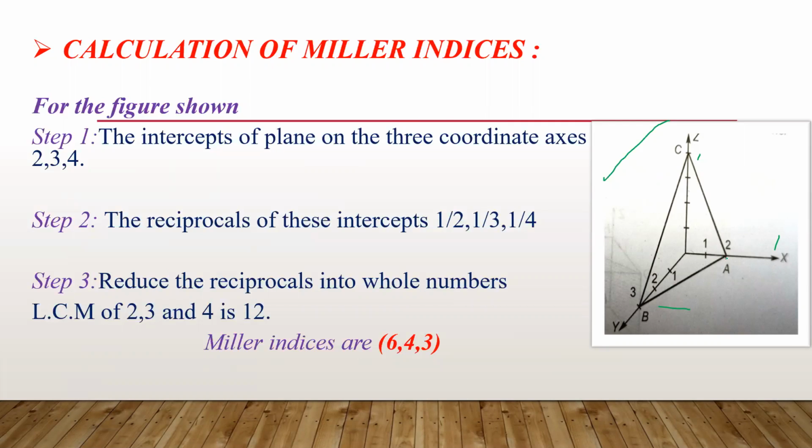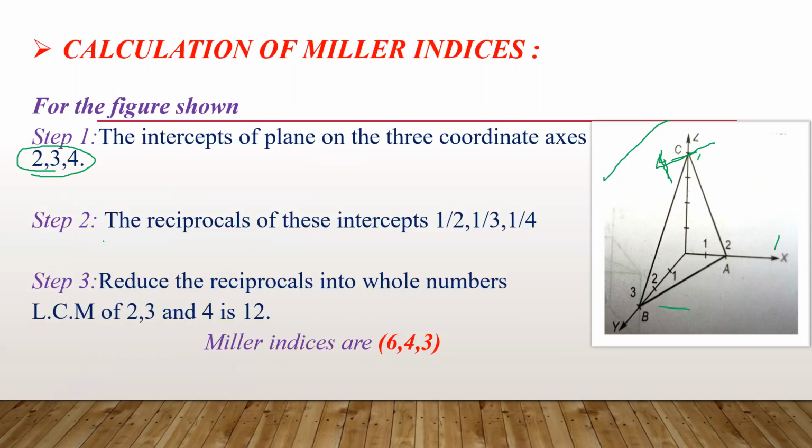So what is the x-intercept? 2. Similarly, on the y-axis at 3. What is the y-intercept? 3. Similarly, on the z-axis at 4. So here it is 4. So what shall I write now? The intercepts of the plane on the x, y and z axes are 2, 3 and 4. This is step 1. We got the intercepts now.